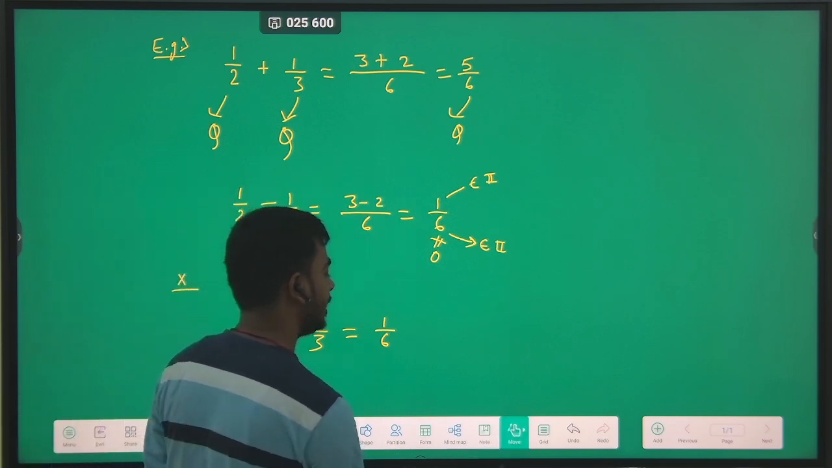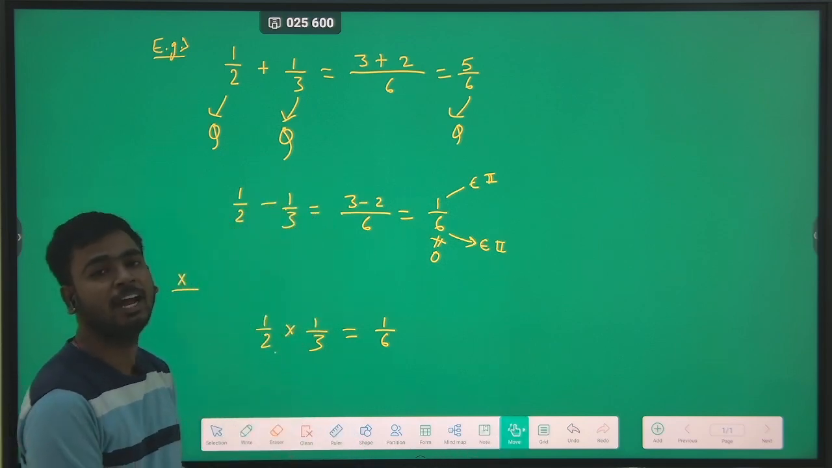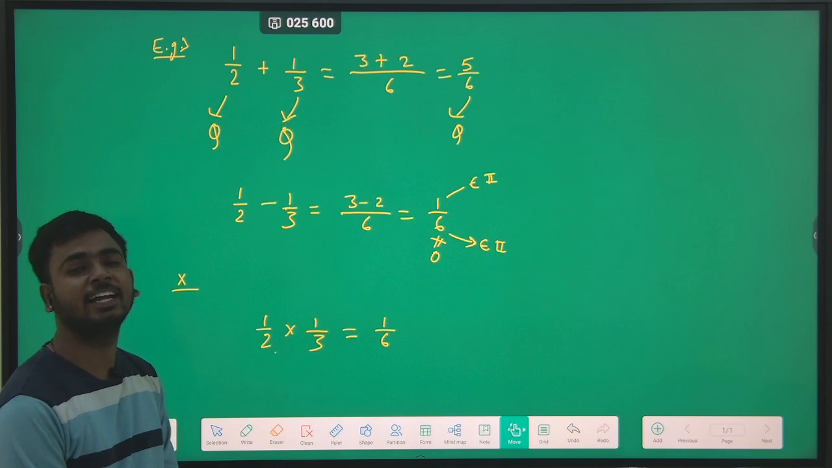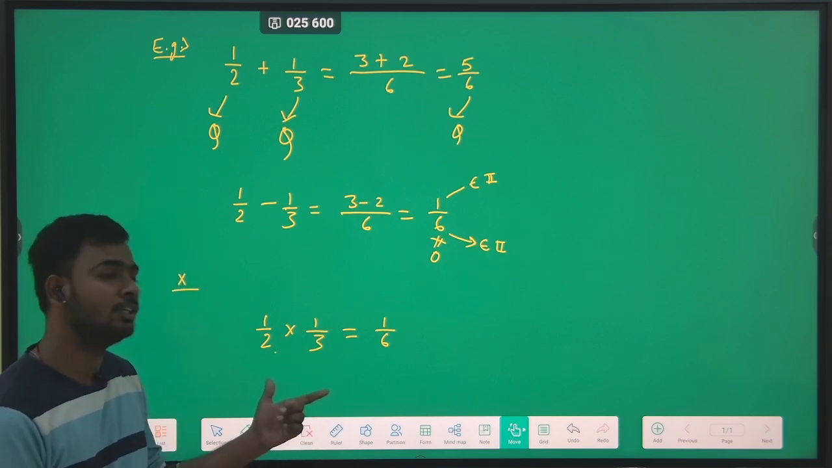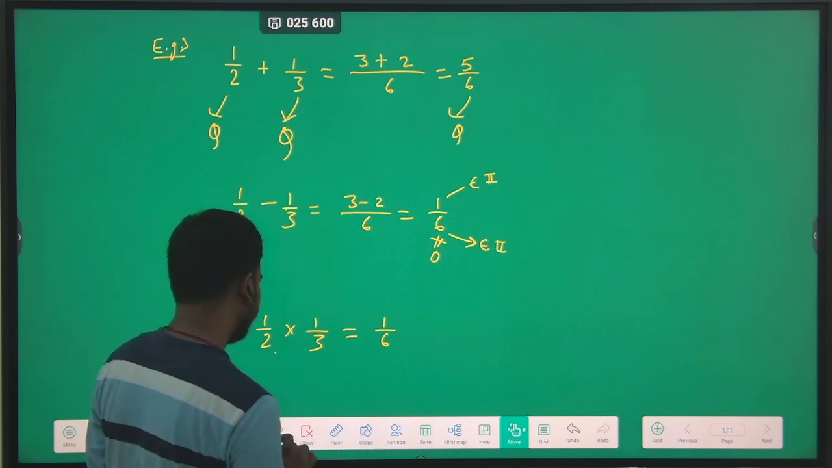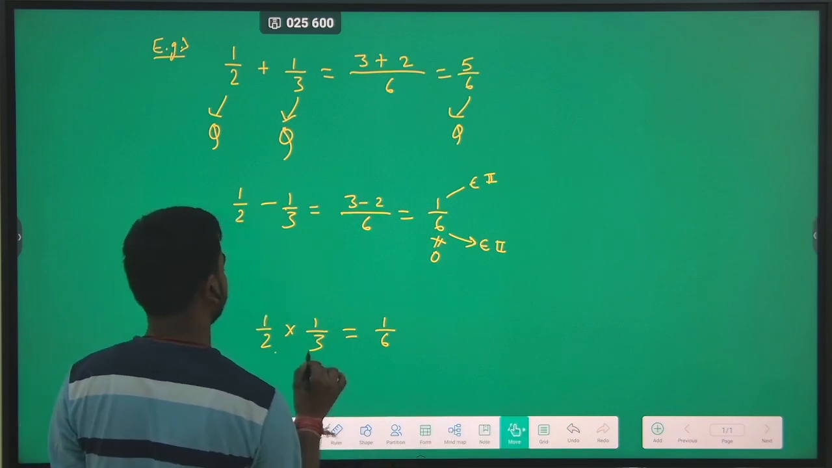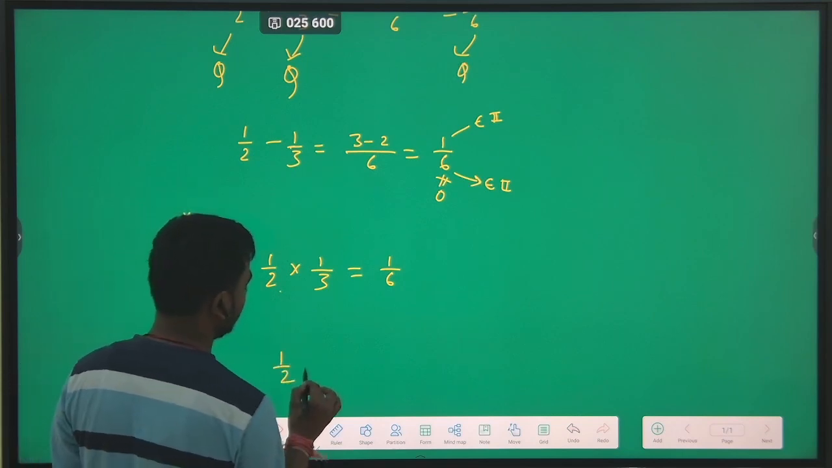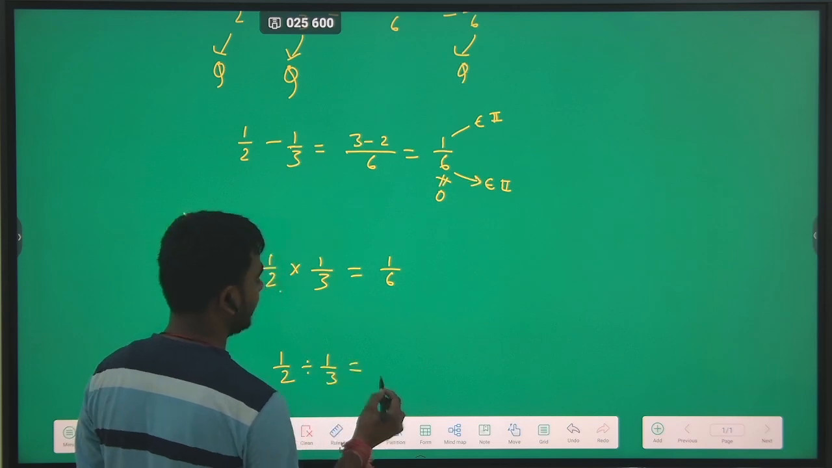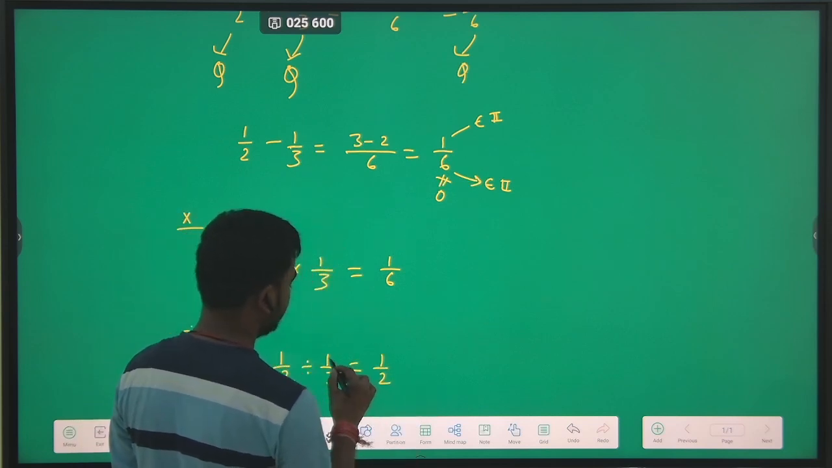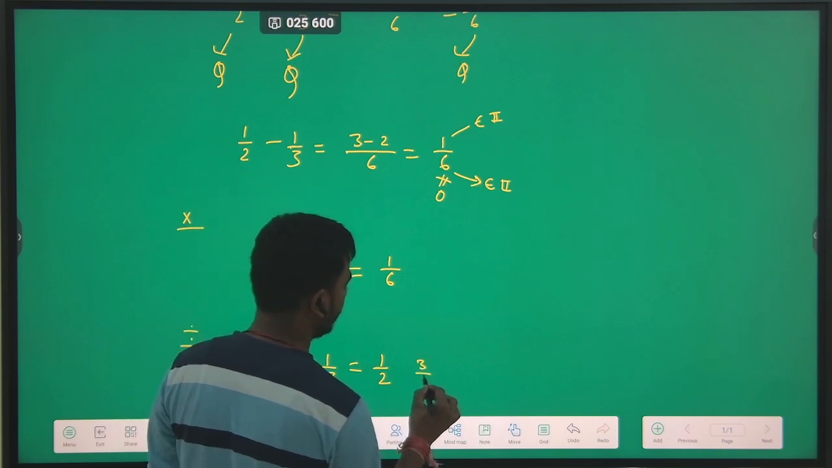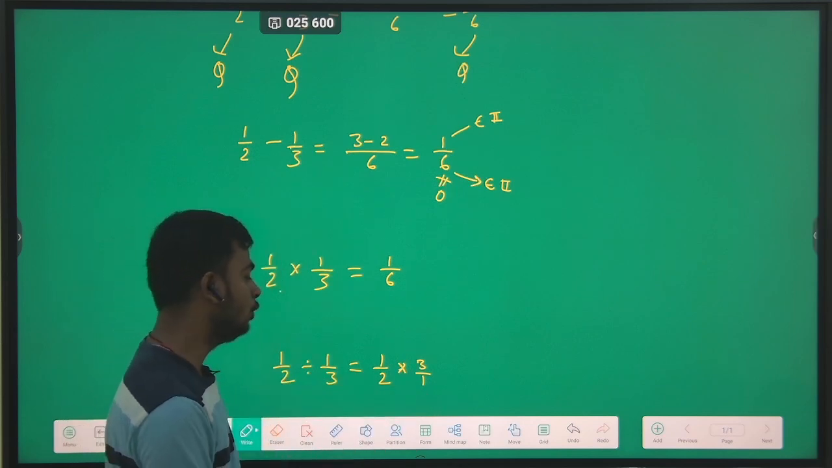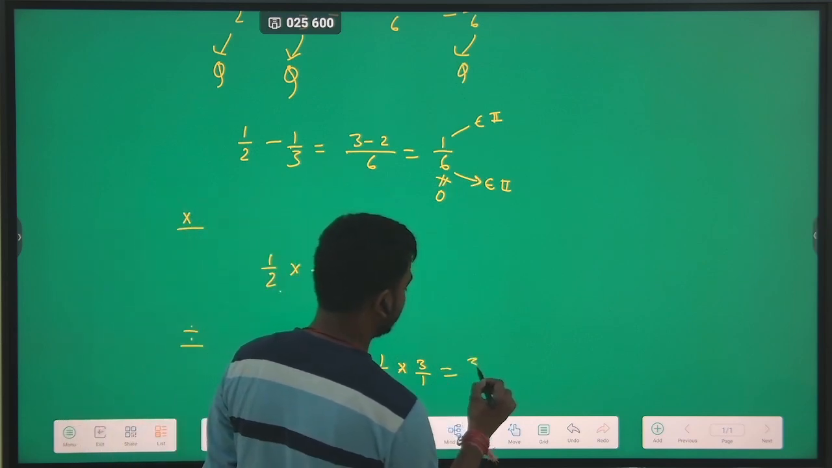For division, the same thing happens, since we know that division is the reciprocal of multiplication. So if multiplication is happening, we can say that division can also do the same thing. So if we operate these two rational numbers under division, what will we get? We will get 1 by 2 and this 1 by 3 will be 3 upon 1 on reciprocating, and this division symbol will be converted into multiplication. So we will get the value as 3 upon 2.